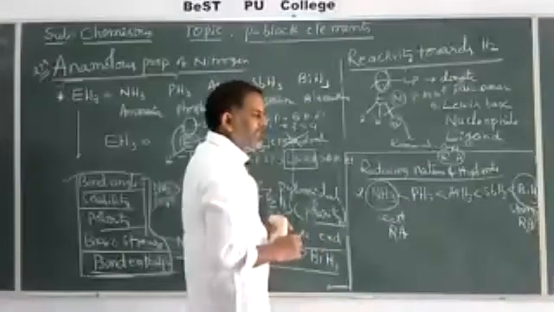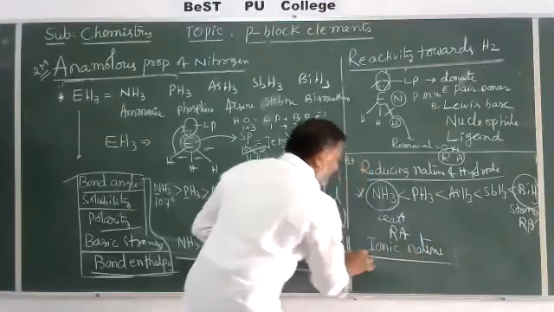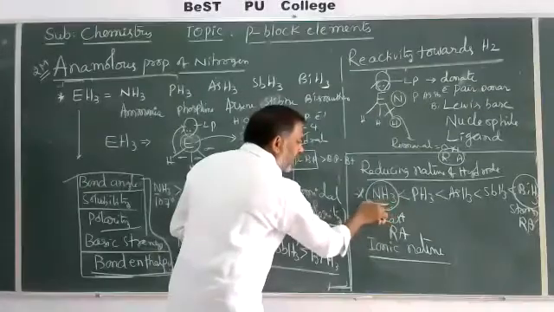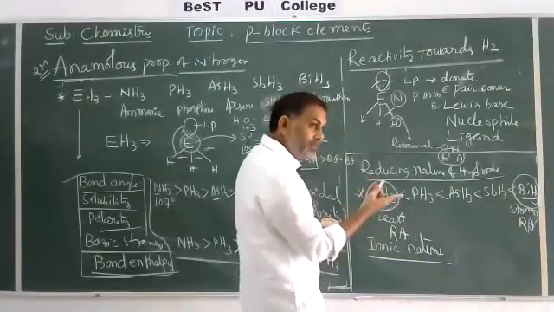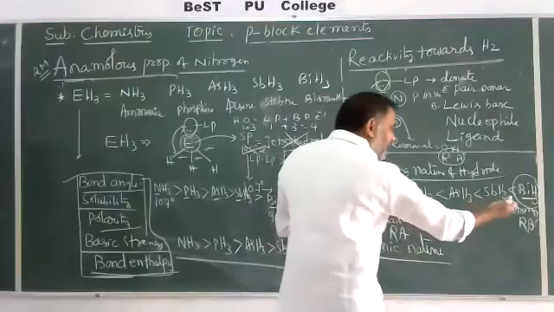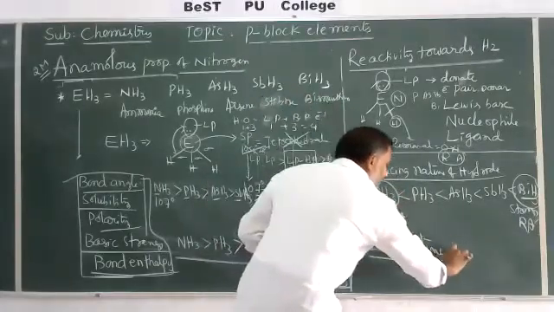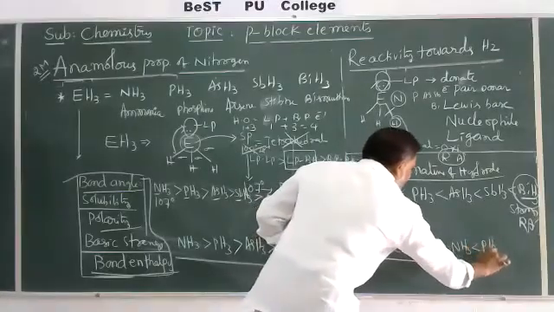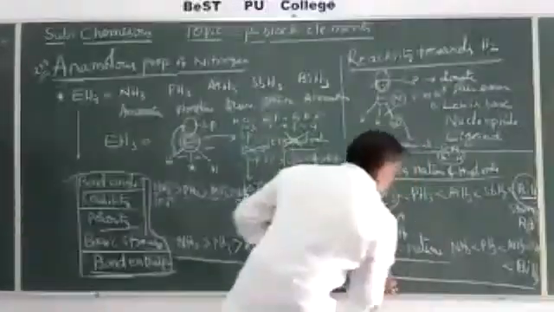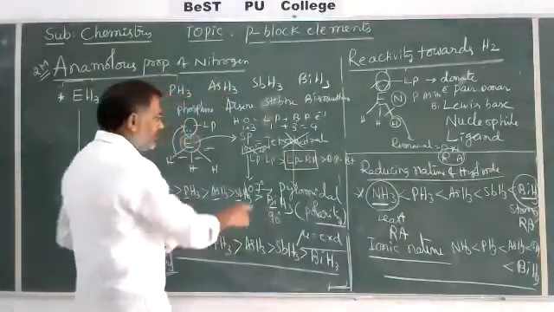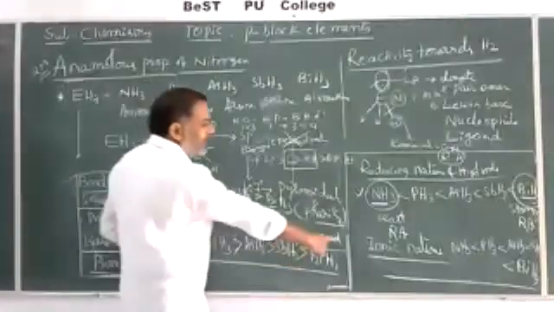Clear? After reducing nature, we can observe ionic nature. In NH3 the electronegativity difference is less, but in BiH3 the electronegativity difference is more than 1.7, so it is ionic in nature. Electronegativity difference and ionic character follow the same order. NH3 is the least ionic, then PH3, then AsH3, then SbH3, then BiH3. This is ionic nature and reducing nature. So we have covered bond angle, solubility, polarity, basic strength, bond enthalpies, reducing nature and ionic nature.